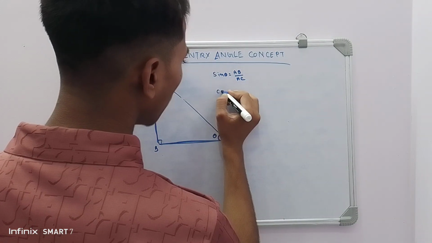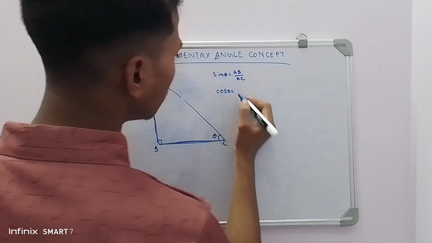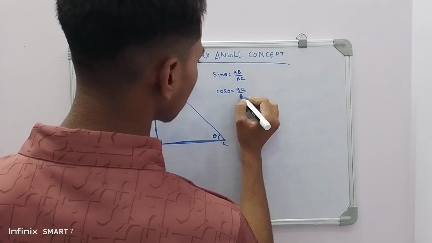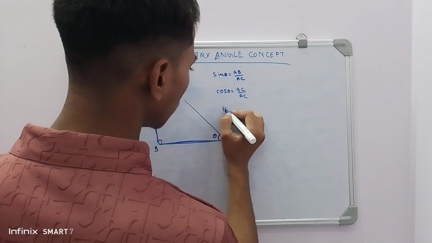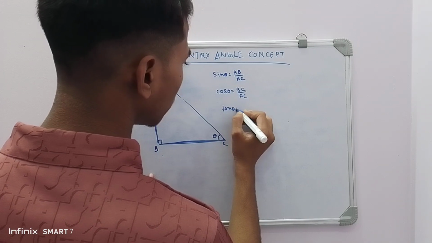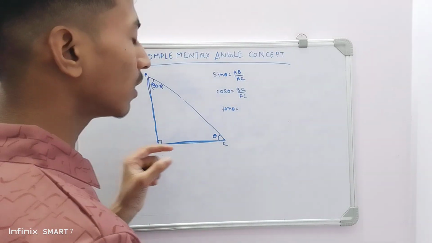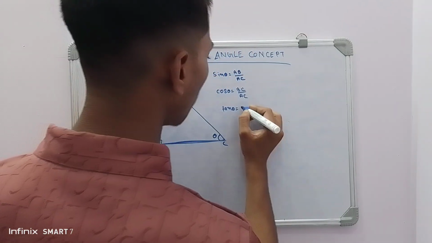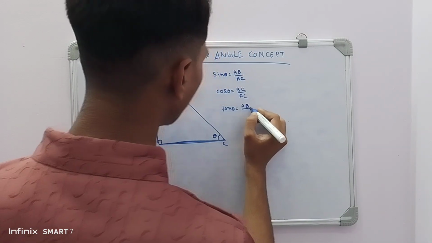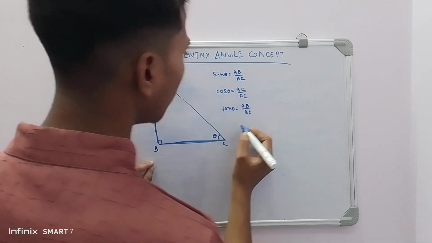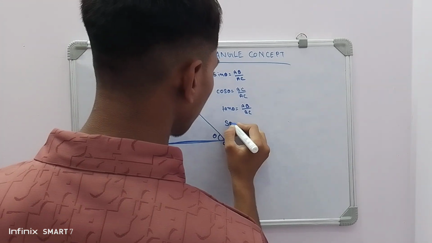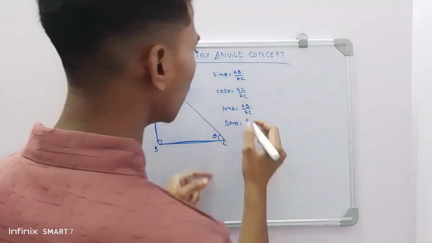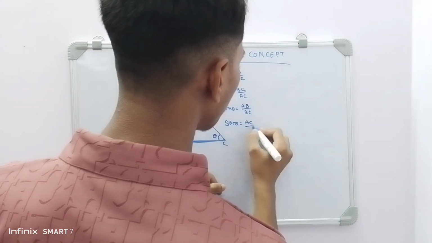If I ask you for cos theta, it means base upon hypotenuse, so this is going to be BC by AC. And if I ask you to find tan theta, tan theta means the perpendicular by the base, and the perpendicular we have is AB, and the base is BC. And if I ask you to find sec theta, it is the reciprocal of cos theta. So reciprocate this: AC by BC.